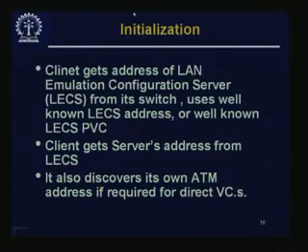Initialization: the client gets the address of the LECS from its switch, or uses a well known LECS address or well known LECS PVC. So there has to be a particular PVC which it starts using automatically. The client gets the server's address from the LECS. It also discovers its own ATM address if required for direct VCs. Previously, with Ethernet and IP, it would get the Ethernet address. Here, if it wants direct communication, it has to get the ATM address of the other side to set up a direct VC instead of going via the servers. So it will require its own ATM address also.